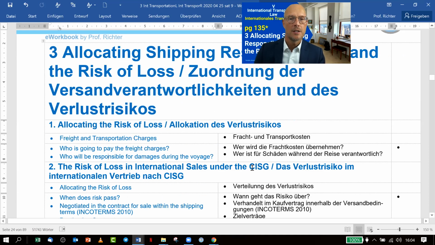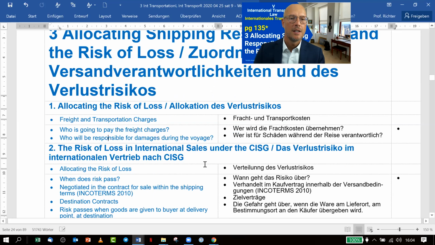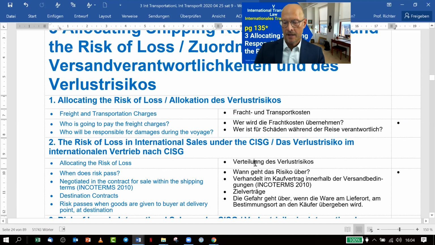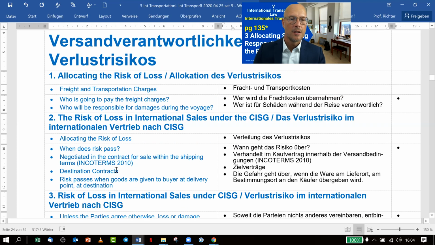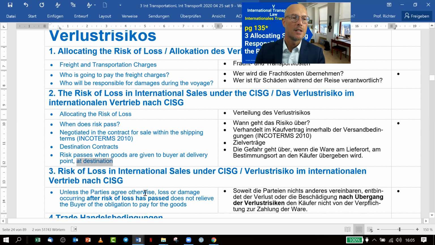You know, we have a convention on international sales of goods, and in this convention, the questions now on the table are: when does the risk pass from the seller to the buyer? This is also negotiated in the contract for sales, in the shipping terms, the incoterms. And sometimes we have destination contracts. Normally, the rule is the risk passes when goods are given to the buyer at the delivery point at destination. So it's very important to negotiate what the destination is.